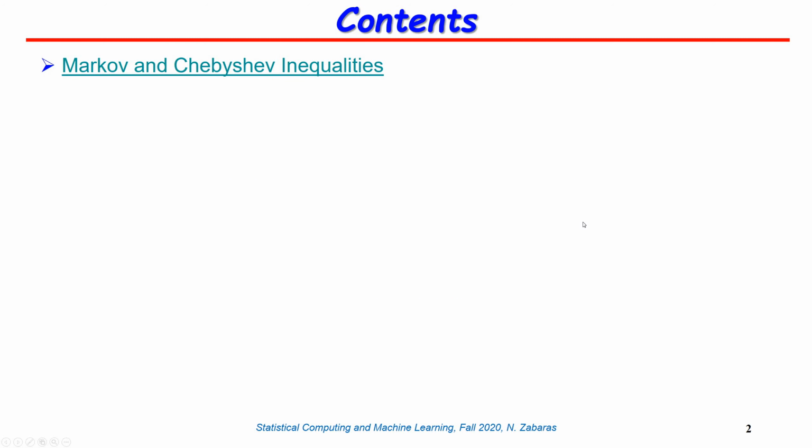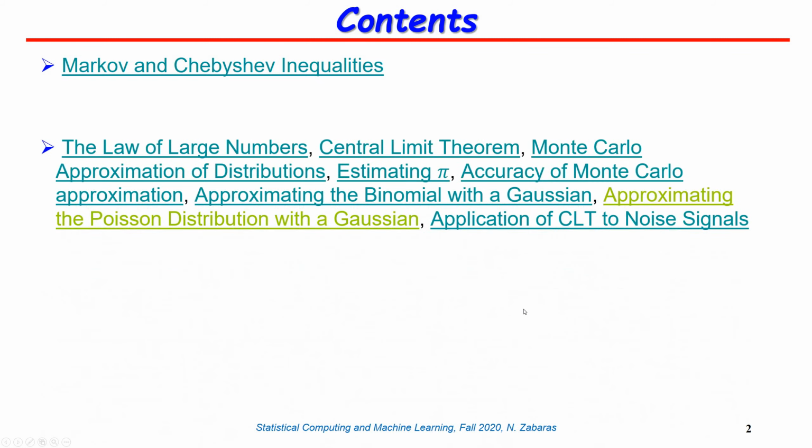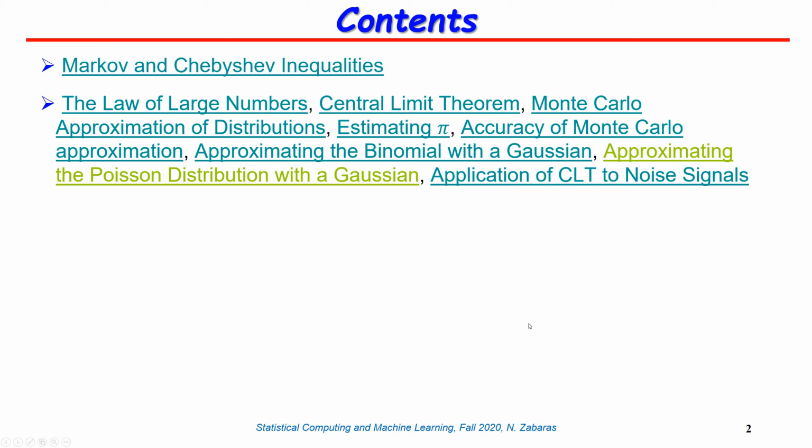So we will talk about the Markov and Chebyshev inequalities. We will refer to the law of large numbers and the Central Limit Theorem. I'm going to give you a Monte Carlo approximation for distributions, an example of estimating pi, accuracy of Monte Carlo approximation and how you can bring the error of approximations based on samples below some threshold.